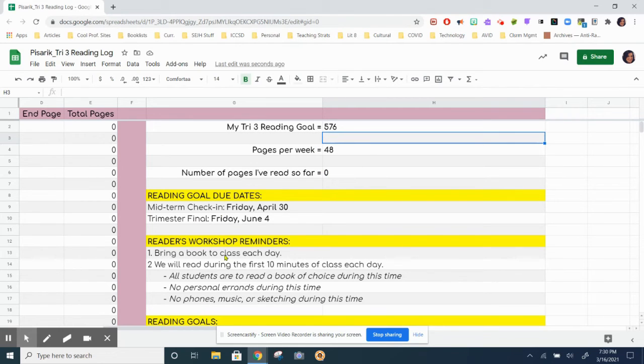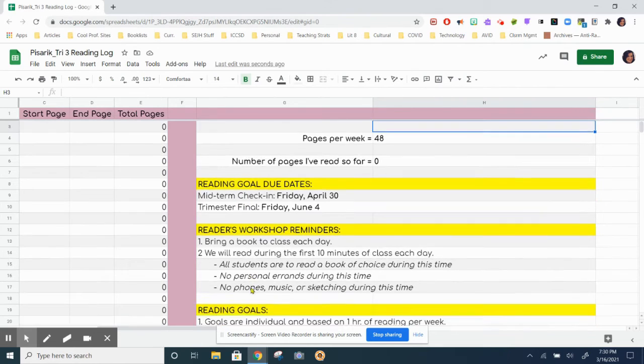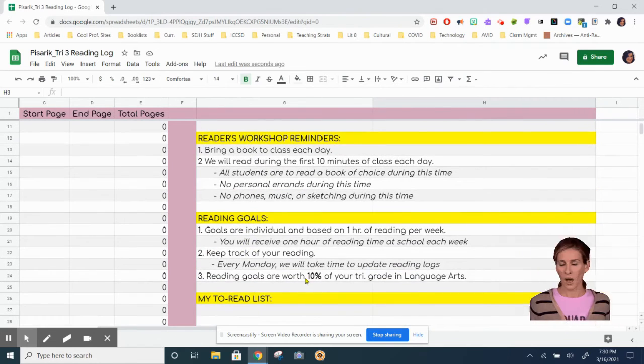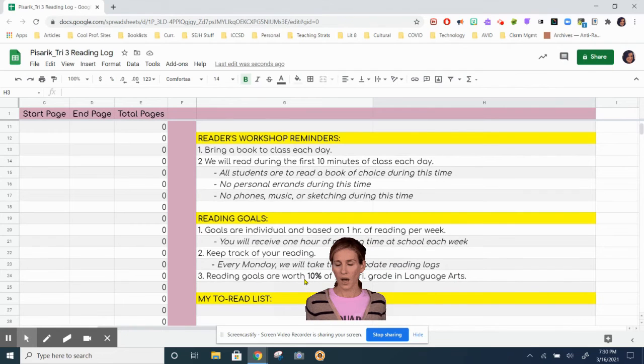There are some reminders that I'd like you to read through on this side once you get your assignment opened up, mainly the due dates, the reminders, and then just that this is worth 10% of your trimester grade in language arts. And then there's a place down here for you to keep track of the books you want to read.